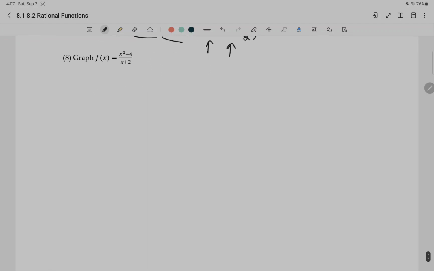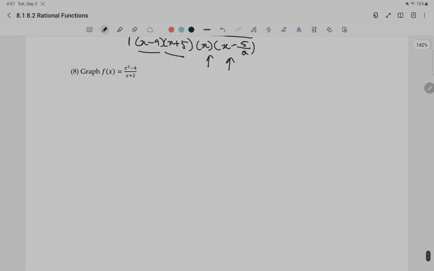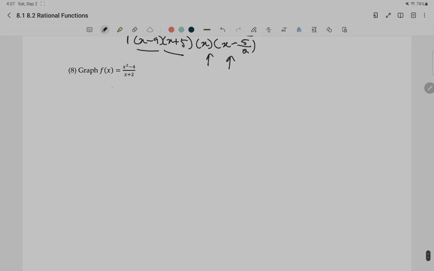There's one last graphing problem, and I will do it because it is slightly different. All right, step 1, factor everything out. x squared minus 4 is equal to x minus 2 times x plus 2. x plus 2 is on the bottom. These cancel out, which gives us x minus 2.